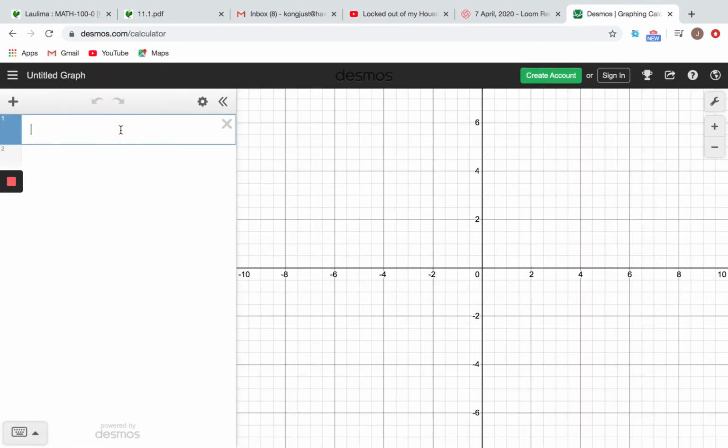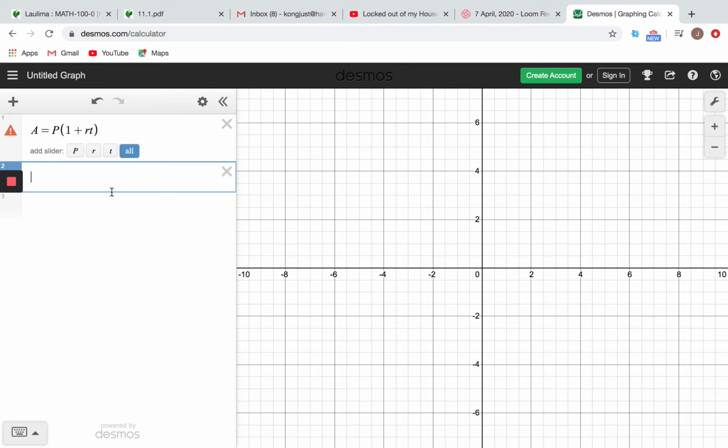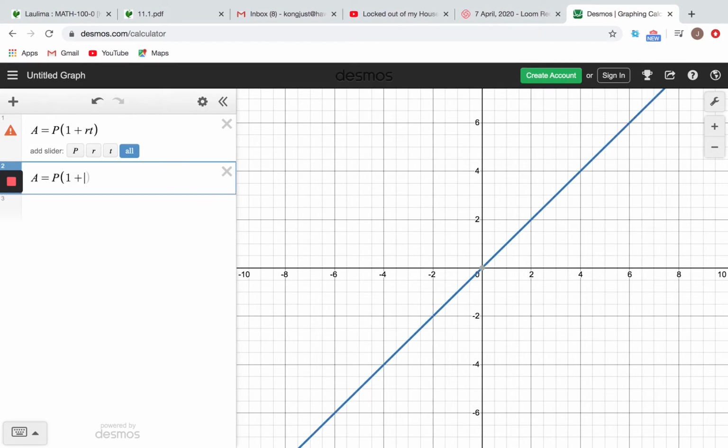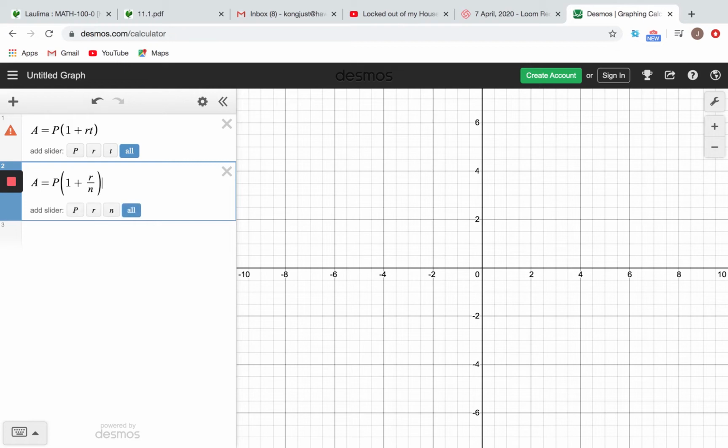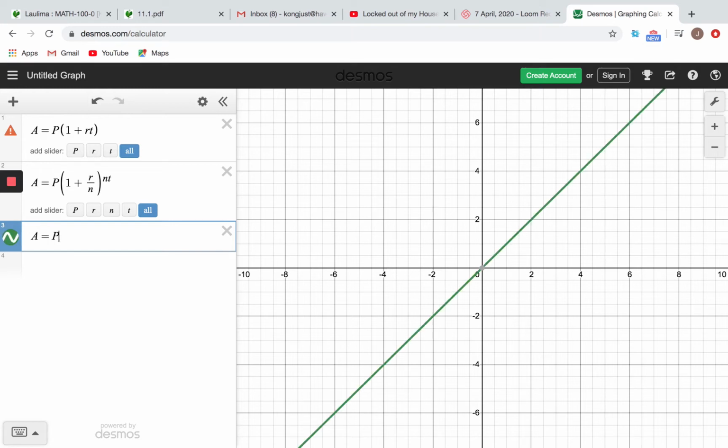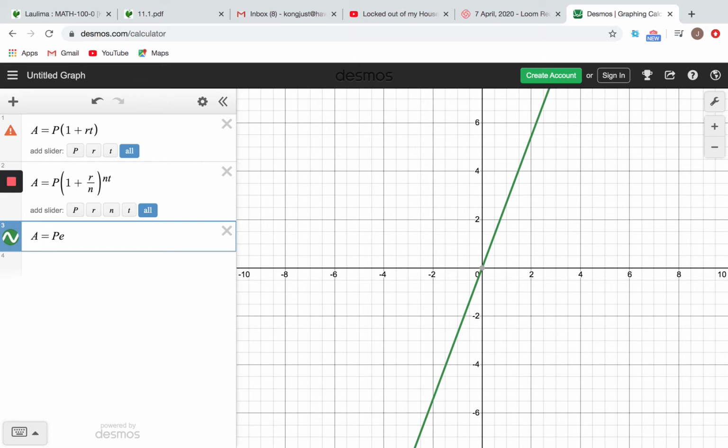All right, so I'm going to type in three different formulas. The first one is the simple interest formula that I just gave you guys. It's A equals P times parentheses 1 plus RT. The second formula I'm going to type is the compound interest formula. That's A is equal to P times 1 plus R over N, to the NT. The third formula I'm going to type is the continuous compound interest formula. A is equal to P e to the RT.